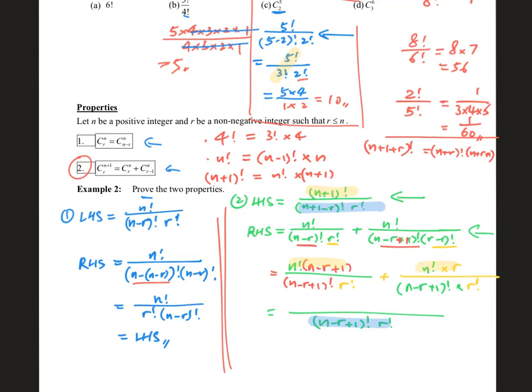Let's verify it together. And next you have n factorial times n minus r plus 1, and you have n factorial times r. Okay, at last n factorial is a common factor, and you have n minus r plus 1 plus r. The denominator has no change. As a result, you will see that minus r and plus r cancel each other. So you obtain the formula which is equal to the left hand side. So it helps us to prove the two identities, the two properties in nCr. But these are very hard examples, which examine whether you can use the definition of nCr to prove something.